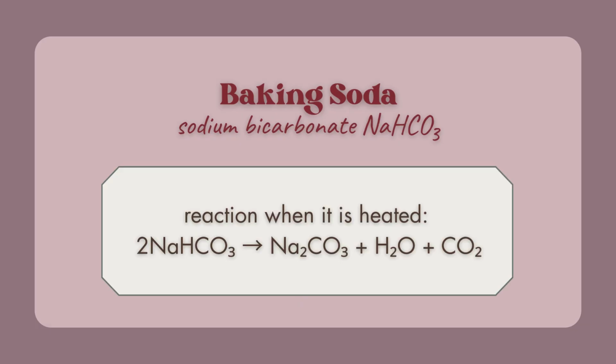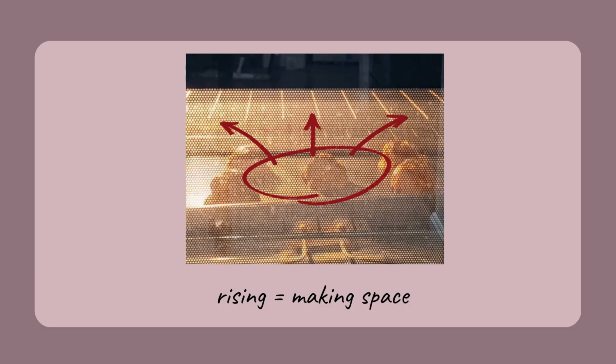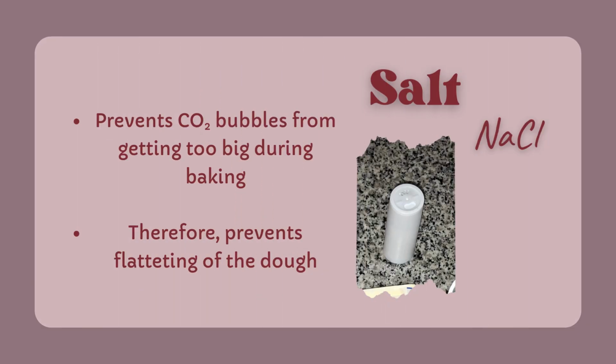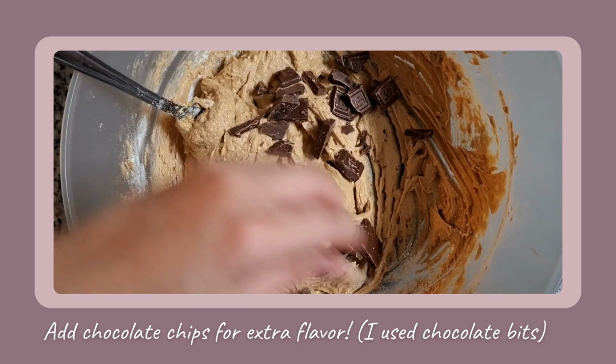Then add baking soda. Heating bicarbonate molecules releases carbon dioxide gas and water vapor, making the cookies rise and making space to prevent them from becoming dense. We add salt, which slows down the decomposition of baking soda, preventing bubbles from getting too big. Finally, we add chocolate chips.